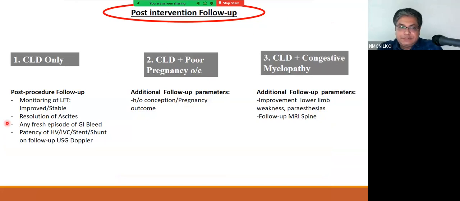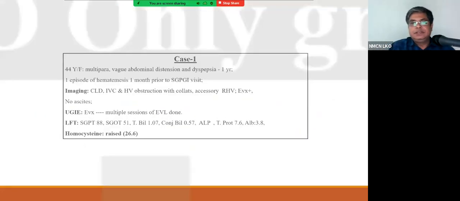Post-intervention follow-up was done with monitoring of LFT, resolution of ascites, any fresh episode of GI bleed, and patency of the hepatic vein, IVC, stent or shunt on follow-up Doppler. Additional follow-up criteria in those with poor pregnancy outcome were the history of conception and pregnancy outcome. In those with congestive myelopathy, improvement in neurological symptoms and follow-up MRI. So coming to the first group, the CLD only group.